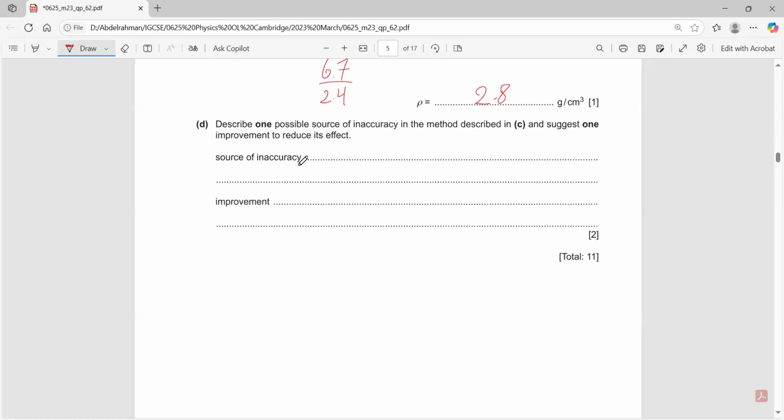So possible sources of inaccuracy: the graduations on the measuring cylinder are too large. How can I improve that? By getting a thinner measuring cylinder, or a measuring cylinder with smaller graduations, or using a smaller measuring cylinder.